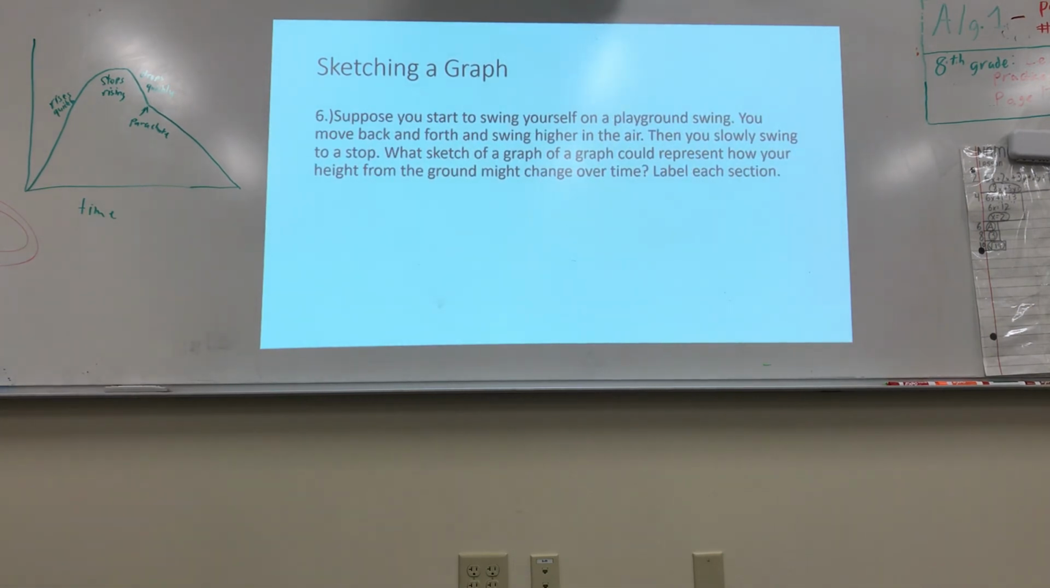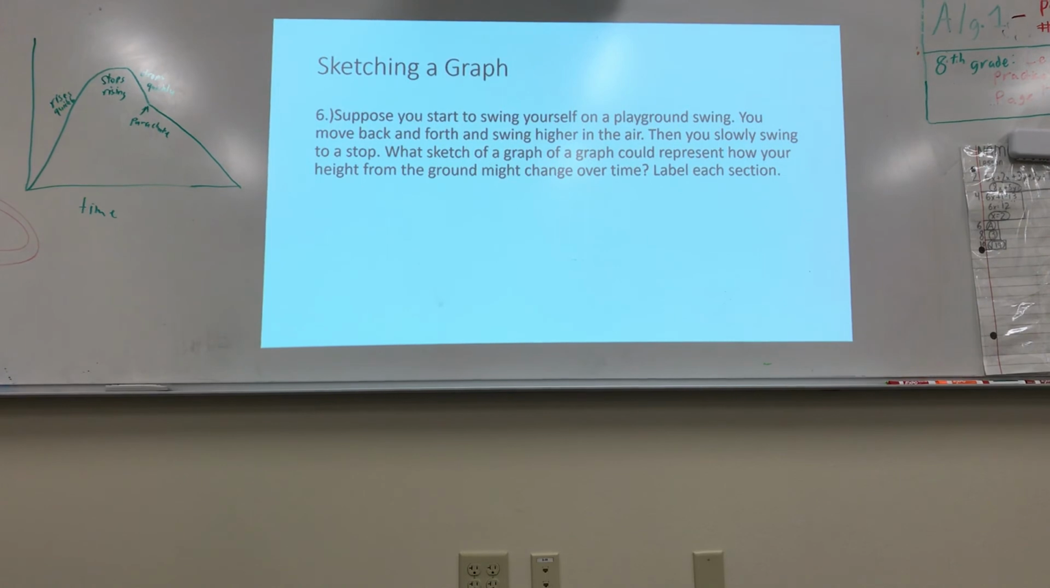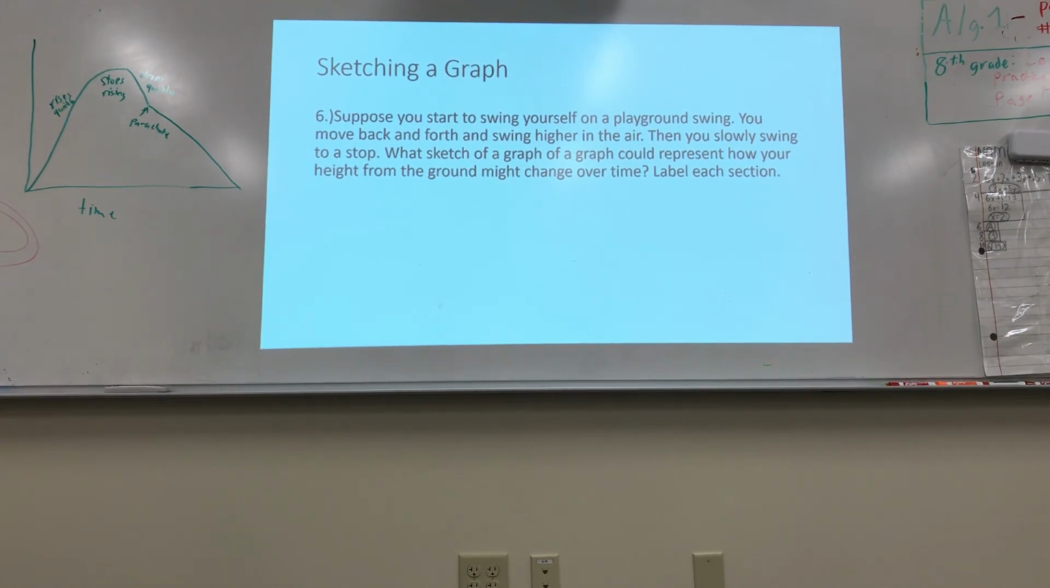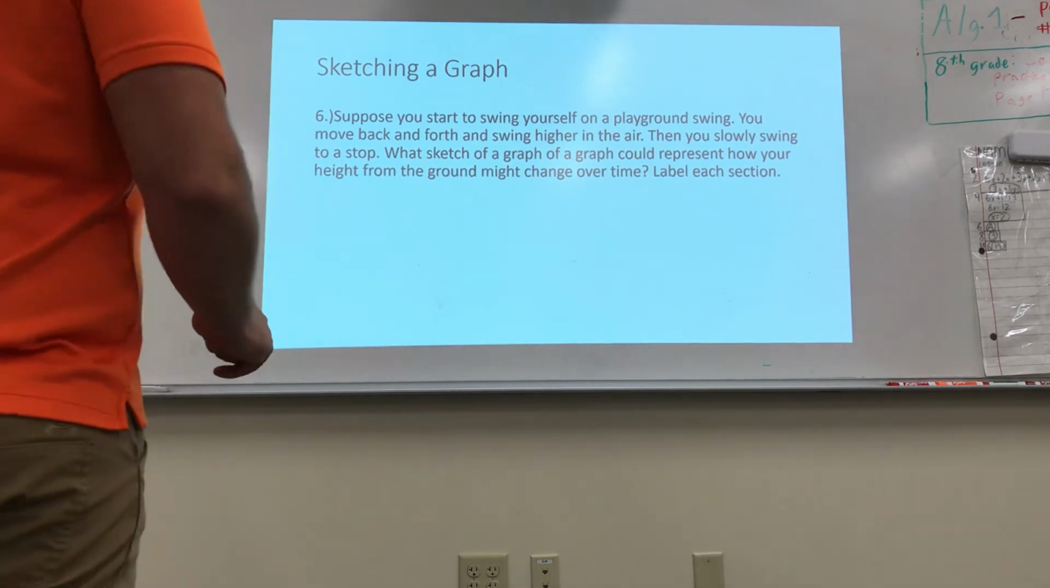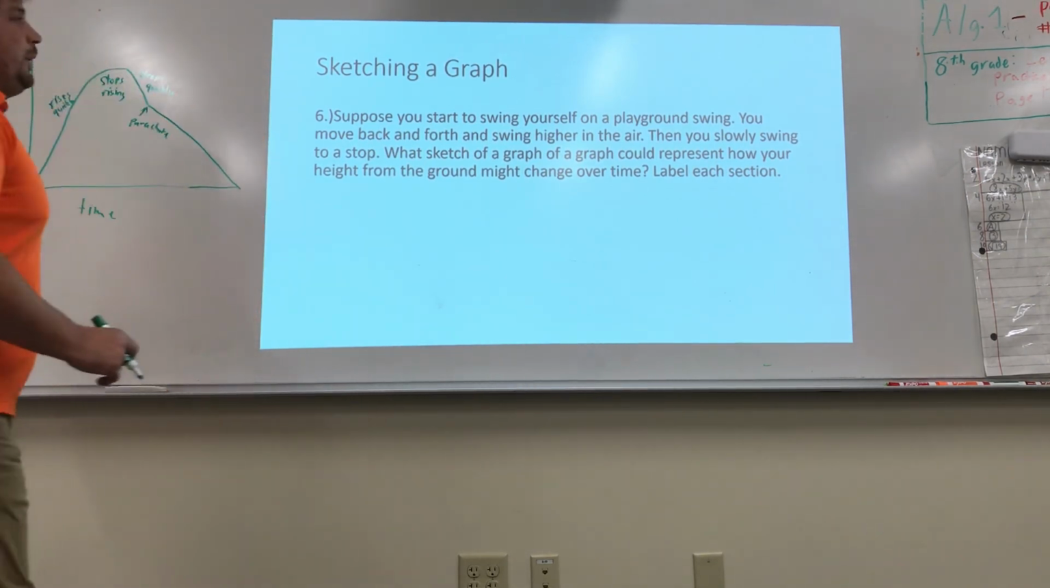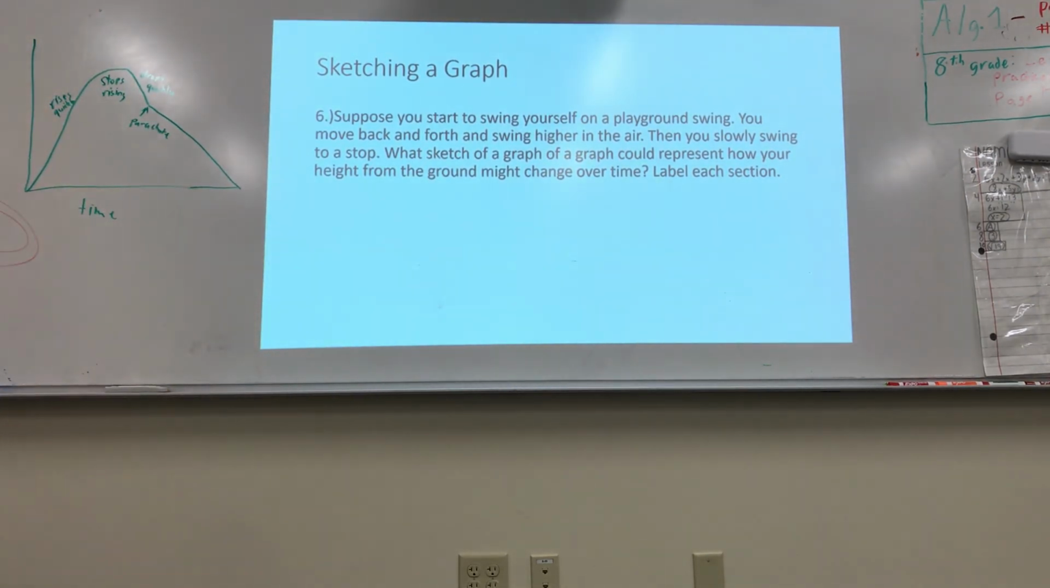Suppose you started to swing yourself on the playground swing. You move back and forth and swing higher in the air, then you slowly swing to a stop. Sketch your graph. Present how your height from the ground changes over time. Label each section.